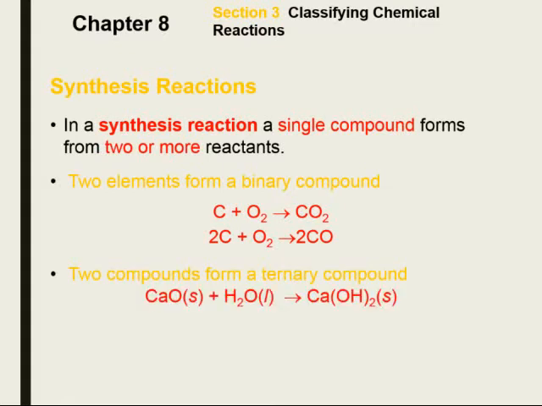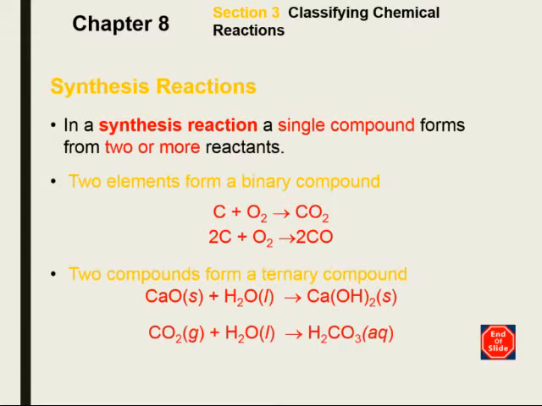For example, we can have two binary species combine, still becoming a more complex species, but again forming from binary compounds. Here we have a ternary compound formed from two binary compounds.